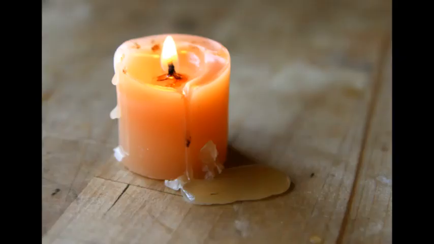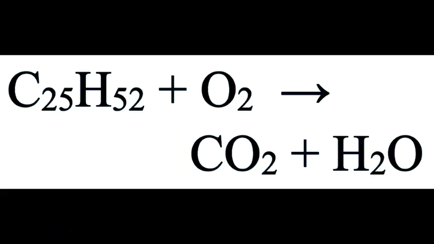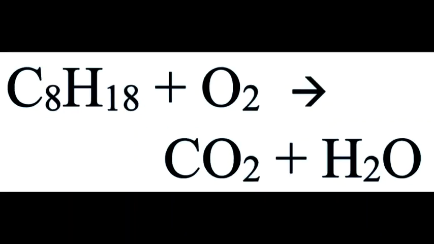Change in state. Like if you burn a candle, solid wax, the reaction will be like this. Solid wax burnt in oxygen, that is C25H52 plus O2, burning, will produce carbon dioxide and water, CO2 and H2O. Likewise, if you are burning petrol, when it burns, its formula is C8H18 plus O2, again it forms carbon dioxide and water vapor.